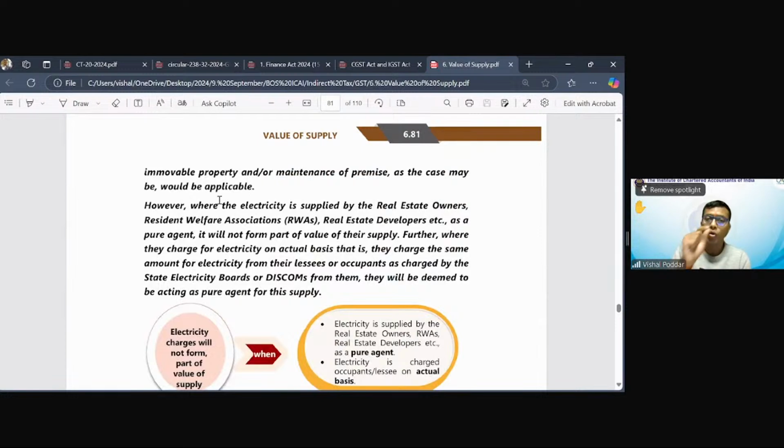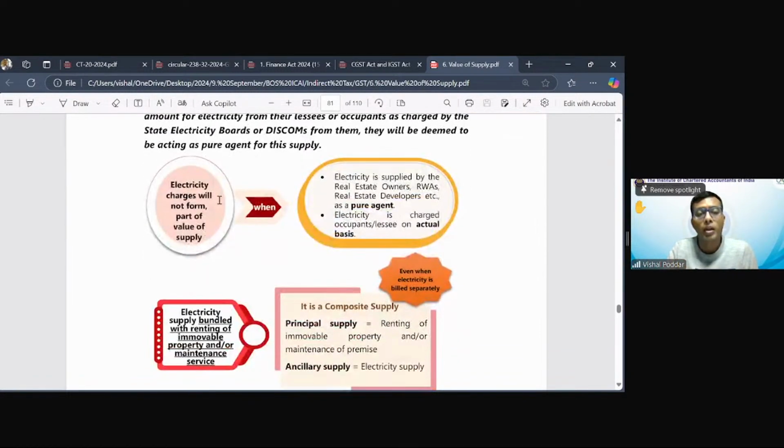However, where you all have your individual meters in your respective shops and I'm collecting from you exactly the amount of your meters, only that is collected by me and paid as a lump sum. In that case, I am acting as your pure agent and the electricity charges will not be included. So for electricity, they have given both the answers.